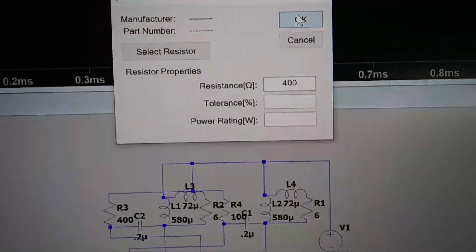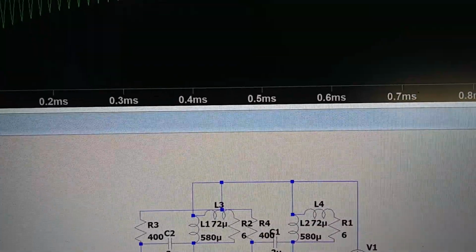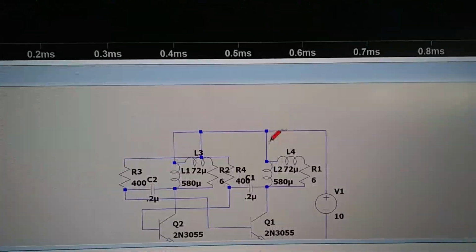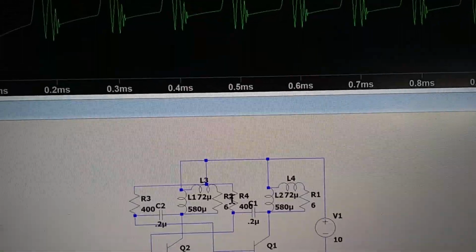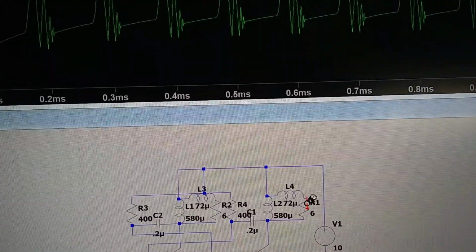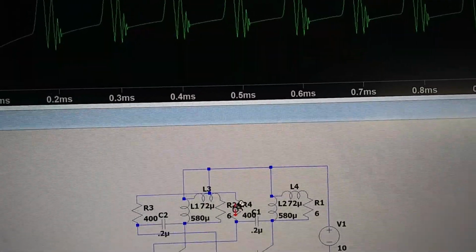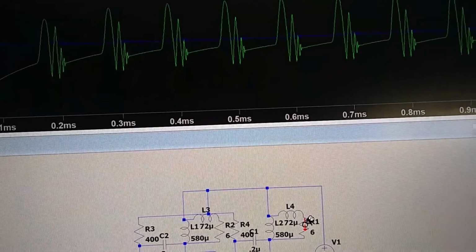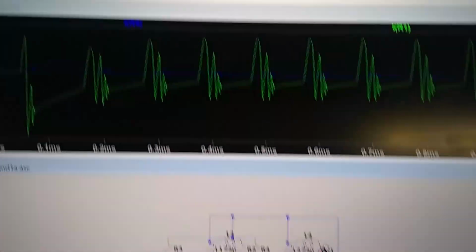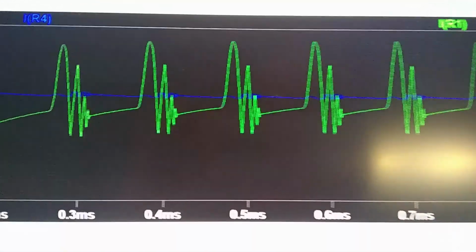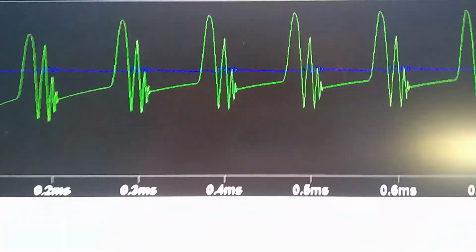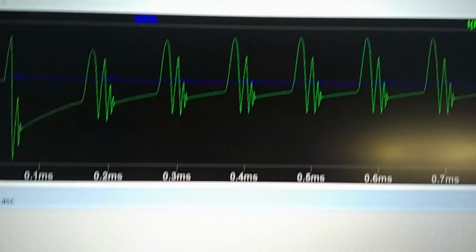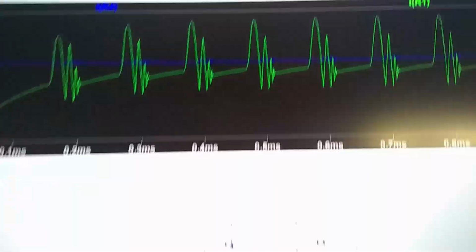Okay, so when I do that, it oscillates in some kind of weird mode. Let me just look at both of these. Okay, so there we go. That's not really a good mode to oscillate in because it's not really symmetric. Just one side's kind of pulsating sporadically.